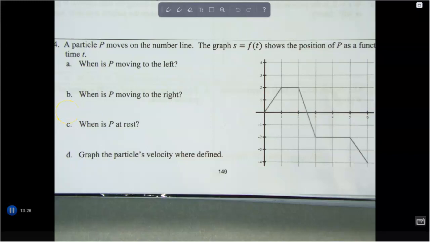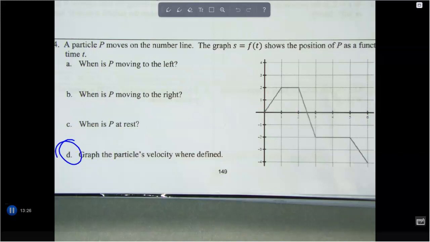All right. So this is a position graph. The derivative of this graph, or the slope of this graph, is what? Velocity. Good. So moving to the right, not moving, moving to the left, not moving, moving to the left. So it's positive slope, 0, negative slope, 0, negative slope. But then they say graph the particle's velocity.